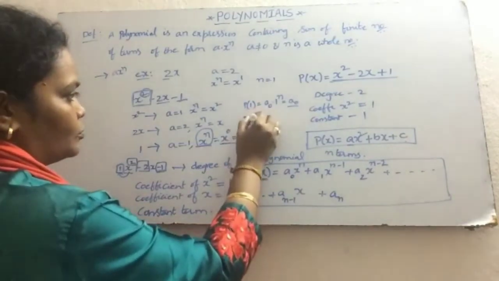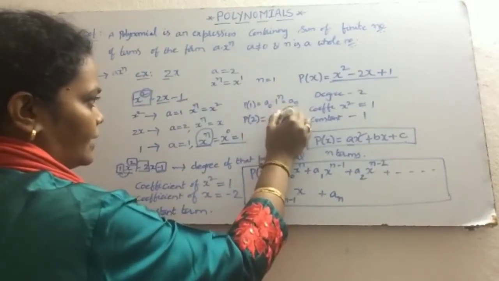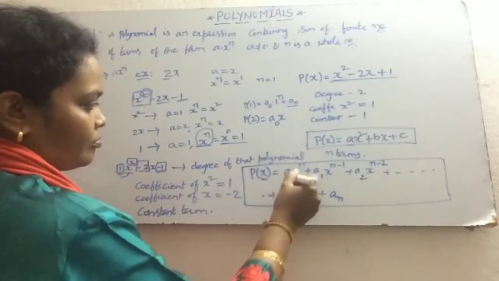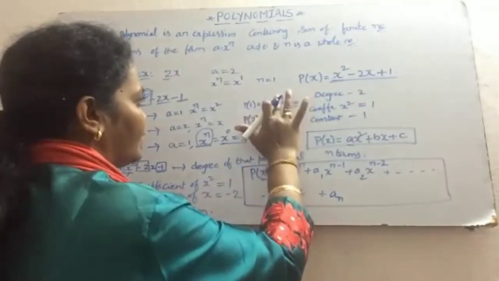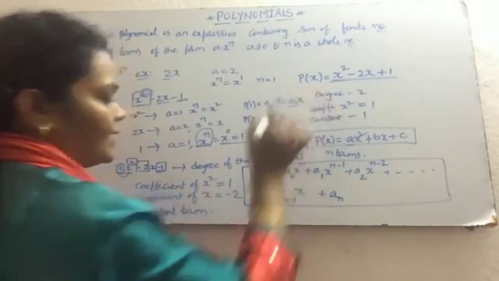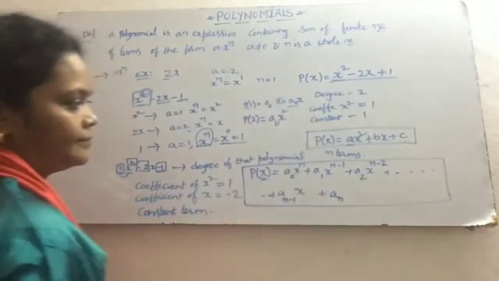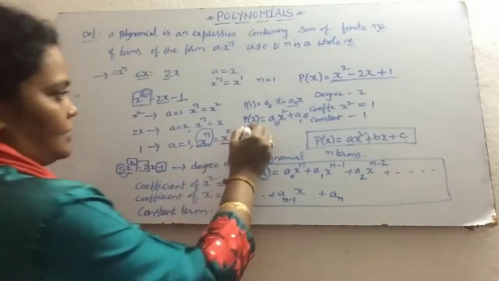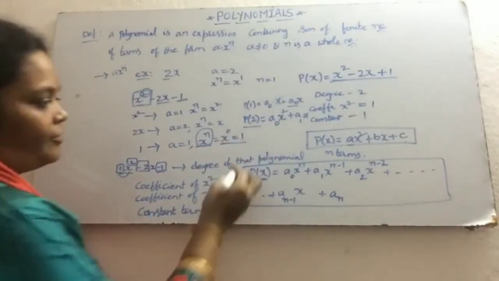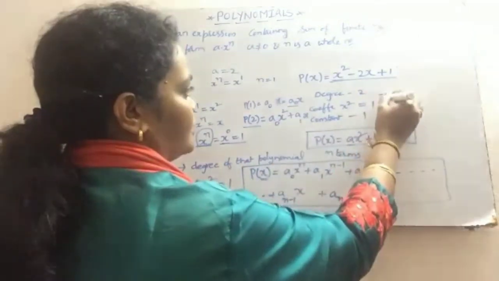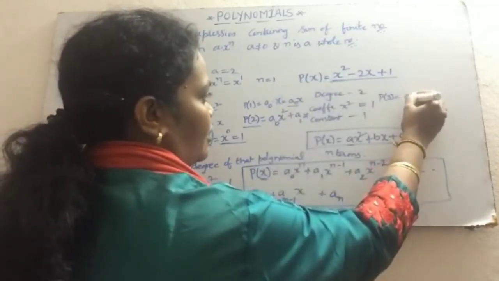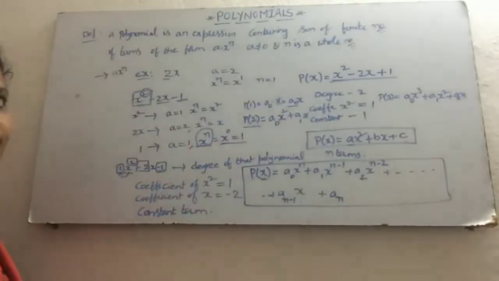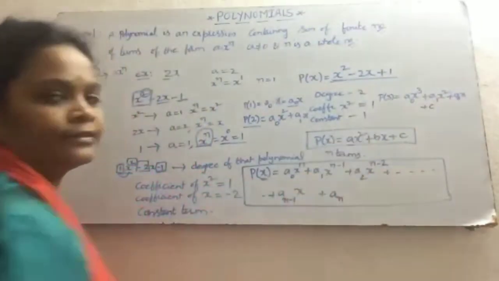And if p of 2 equal to a naught x square plus a1 x plus a constant also, this is the quadratic polynomial. And p of 3, the third degree polynomial, that is a naught x cube plus a1 x square plus a2 x plus a constant, that is the cubical polynomial.